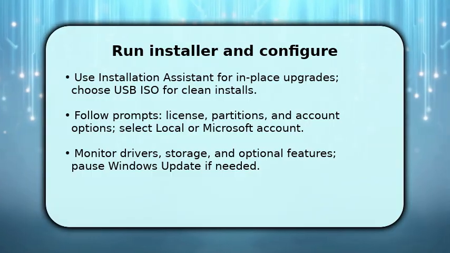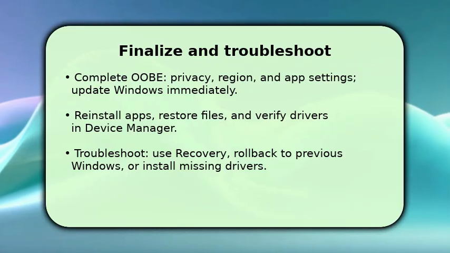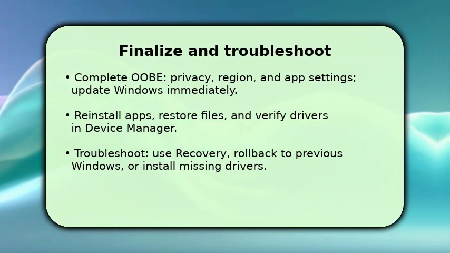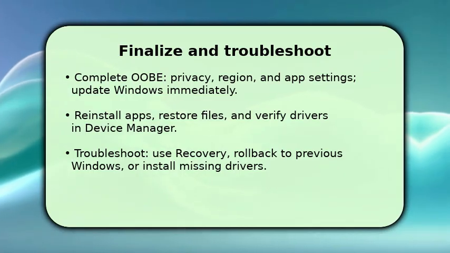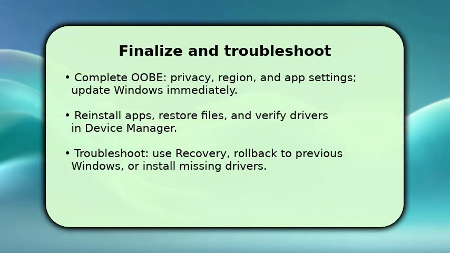You finish by completing the out-of-box experience. Set region, privacy, and initial app preferences, then let Windows Update fetch drivers and patches. After login, reinstall applications and restore your backed up files and verify hardware in Device Manager. Update any driver that shows issues.